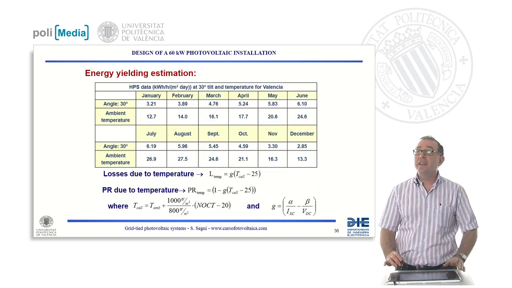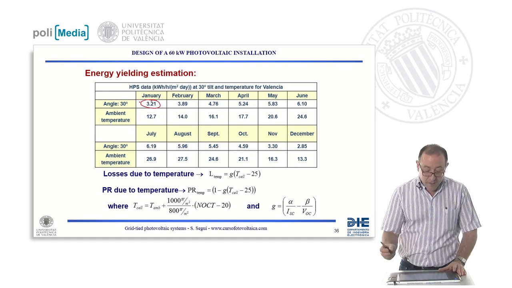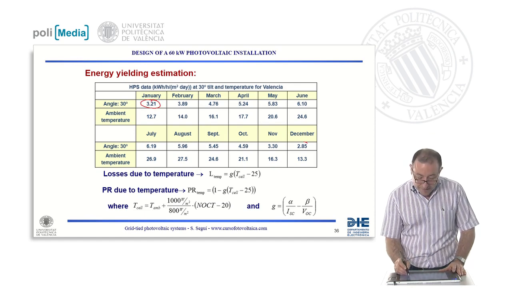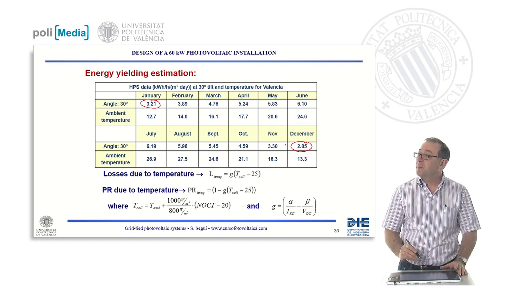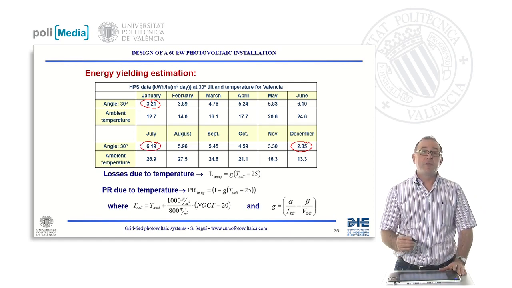In the next slide, you are going to see the peak sun hours expected for each month, from January, which has 3.2 peak sun hours, to December with 2.8, and in summer we have maximum values in July of 6.19 peak sun hours.